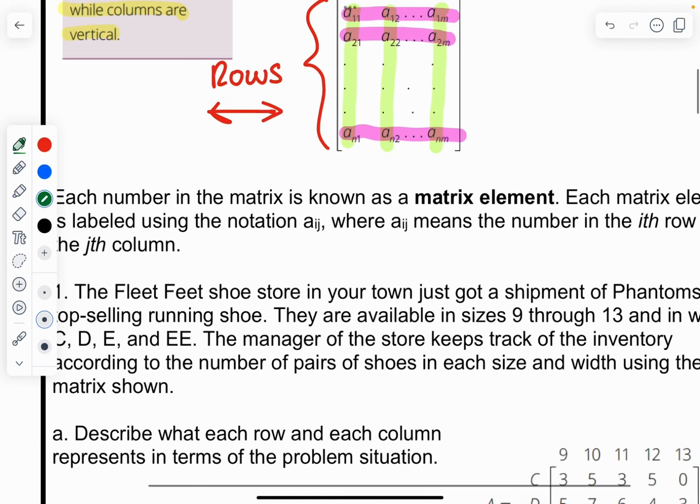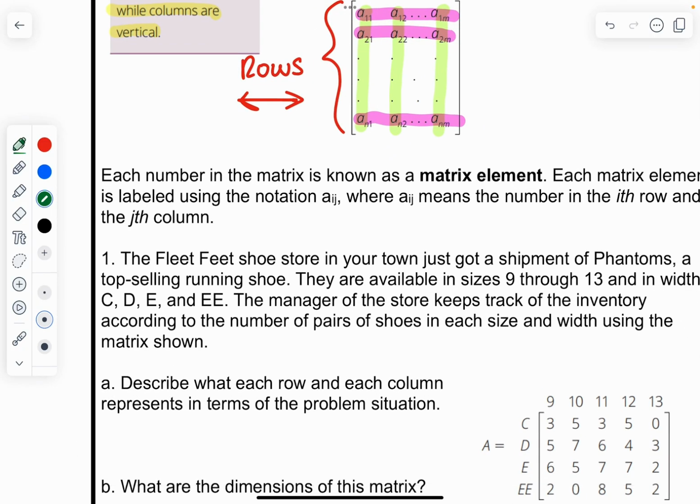Now, each number in a matrix is known as a matrix element. We can denote specific elements in a matrix by using this notation right here. That notation is A sub ij, where i tells us what row number and j tells us what column number.